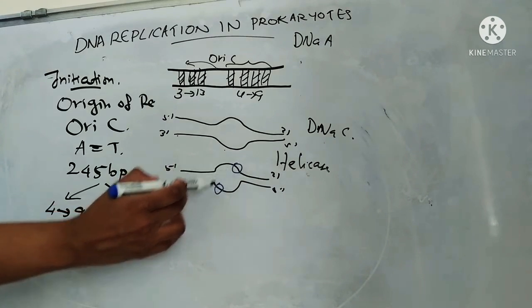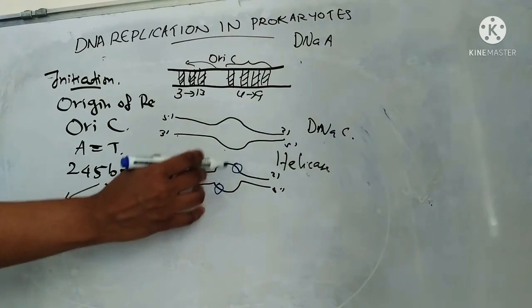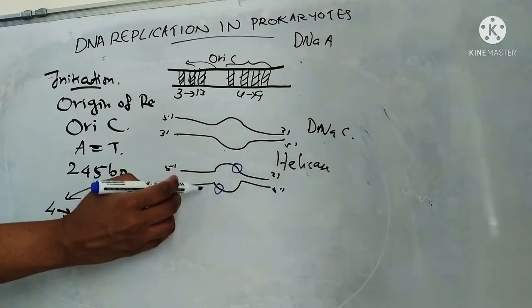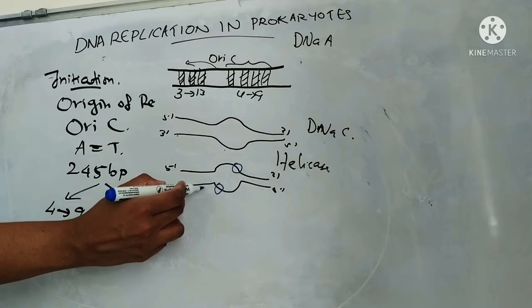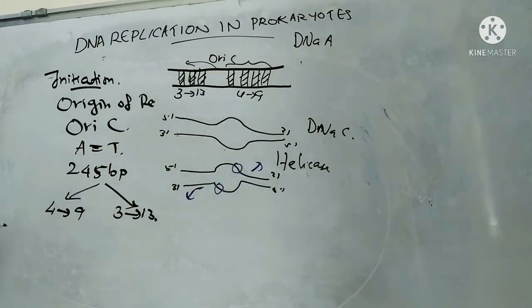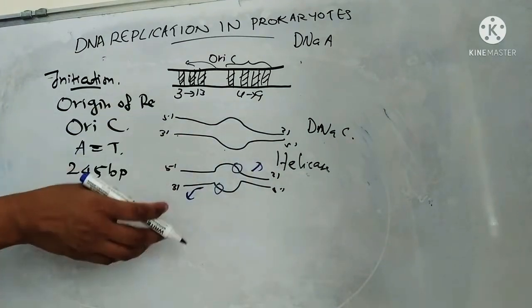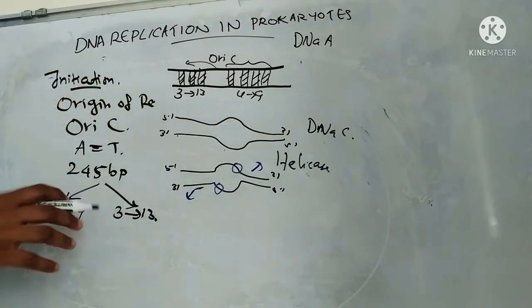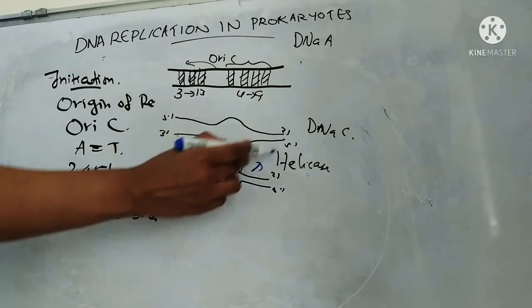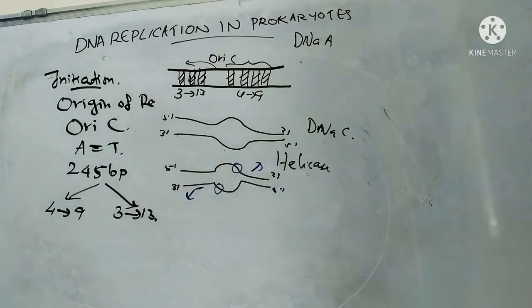At one time, 2 helicases are added and bind to the 2 strands. So one will move in the left direction and the other in the right direction, in the 5 prime 3 prime direction, and separate the 2 strands in both directions. That means replication is bidirectional.